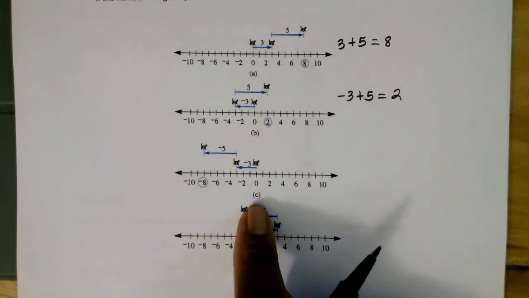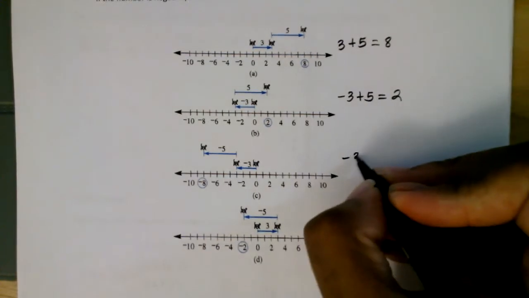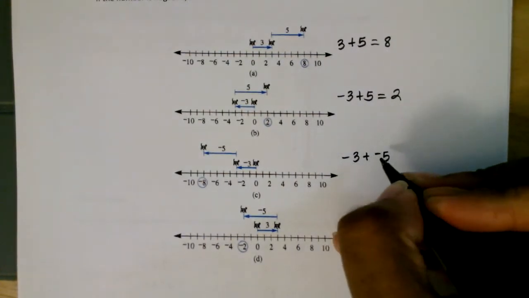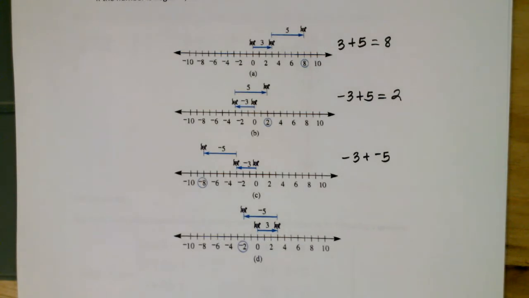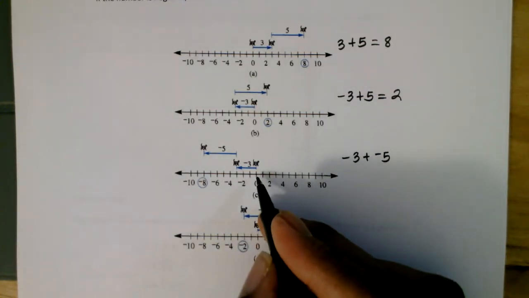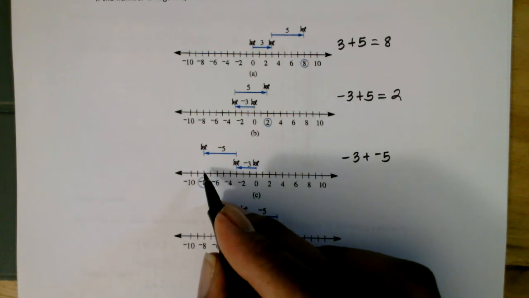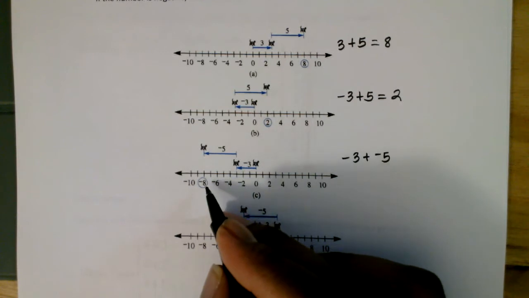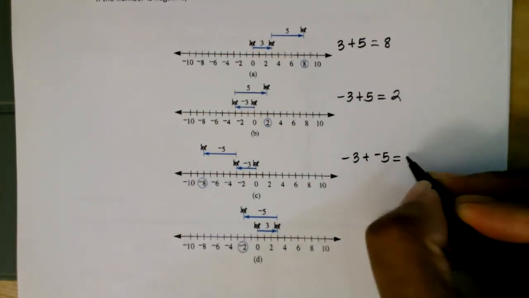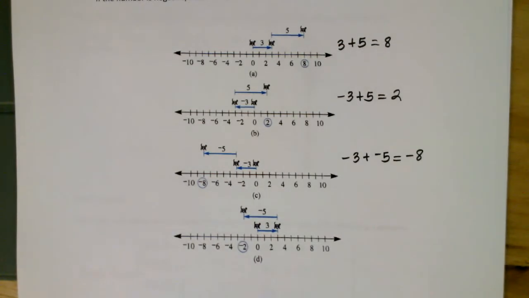All right, now this next number line represents -3 plus -5. Now here we start at 0, facing in the positive direction, but we're going to move back 3 places. And then we're going to add -5, so that means we're going to move back another 5 places, still facing in the positive direction on the right. So that means we're going to end up at -8. So -3 plus -5 equals -8.